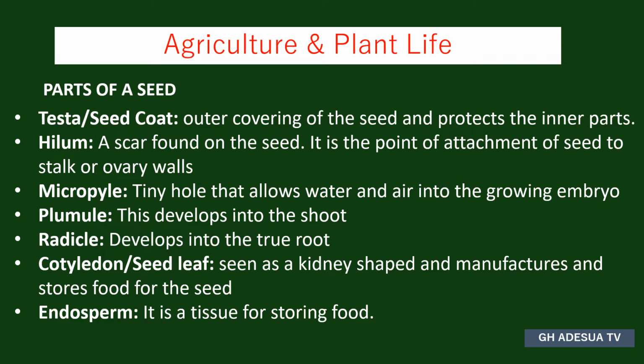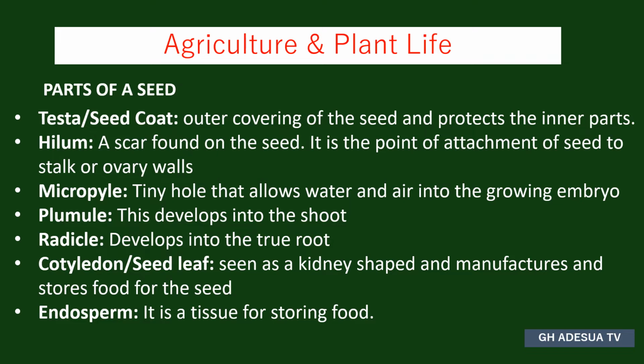Then there is the hilum. The hilum is a scar found on the seed, and it is the point of attachment of the seed to the stalk or ovary walls. When the seed was attached to the ovary wall, that was the point of attachment. Then you have what we call the micropyle. The micropyle is a tiny hole that allows water and air into the growing embryo. So it is breathing, and it needs a means of breathing, and that's the micropyle.